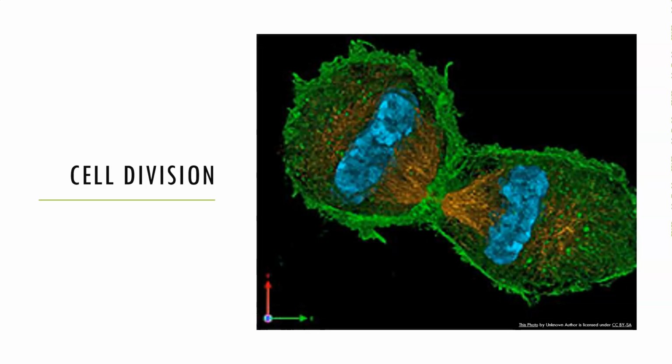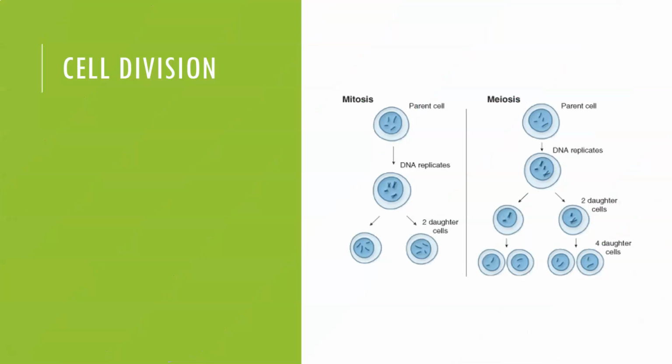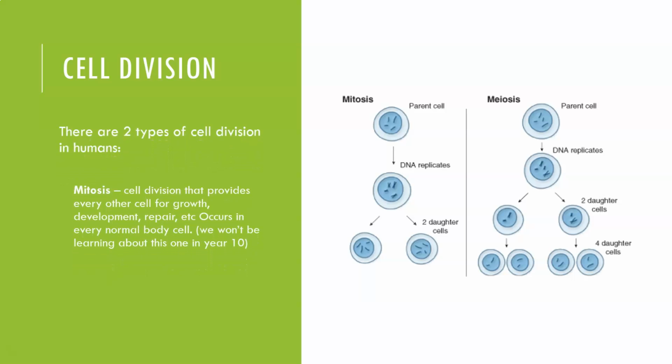Okay, so we're going to now start looking at cell division. There are two different ways that cells divide in humans. One of those is mitosis, and this is where a cell divides and you end up with two identical cells. For this to occur, the DNA has to double, so the chromosomes all have to double, and then that one cell splits into two. So then you've got two daughter cells. Now, we're not going to cover that any further in Year 10. That will be if you go on to biology in Year 11.